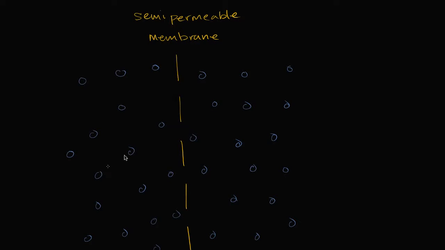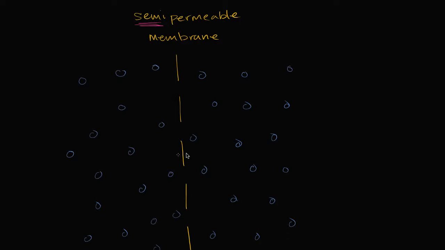Let's say that I had two compartments of water, and they're separated by a semi-permeable membrane. Now, what do I mean by semi-permeable membrane? That means they allow some things to go through and not other things. And let's say this semi-permeable membrane does allow water molecules to pass. And in a few seconds, we'll talk about what it does not allow to pass, which makes it semi-permeable.